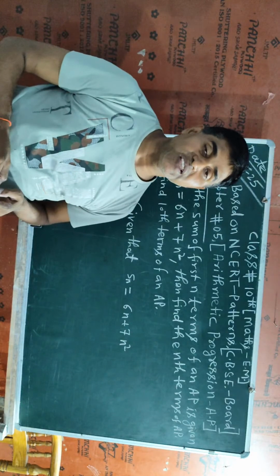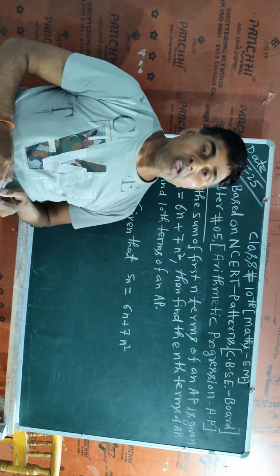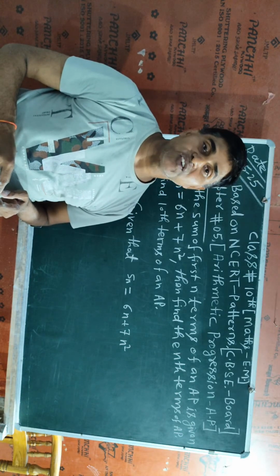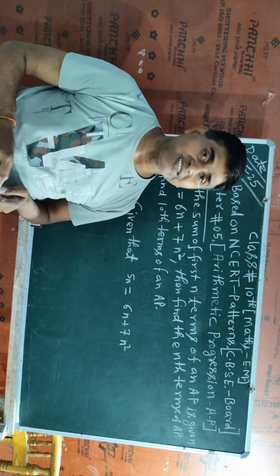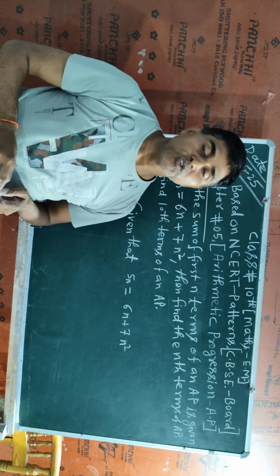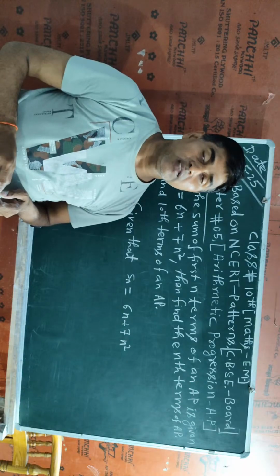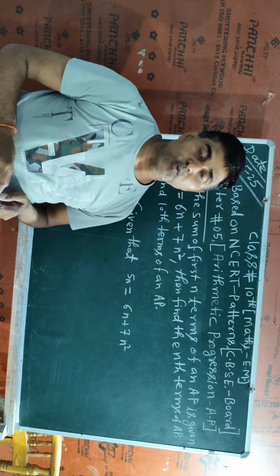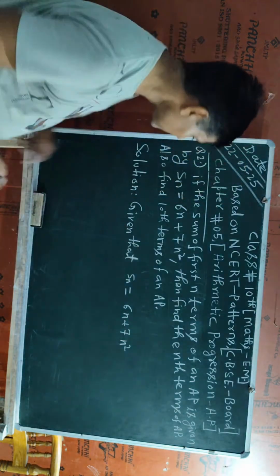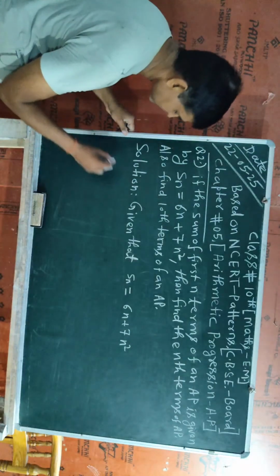So it is very easy, because the sum of n terms of an arithmetic progression is given in general form. So we have to get the nth term of that arithmetic progression. That nth term can be obtained by this one.